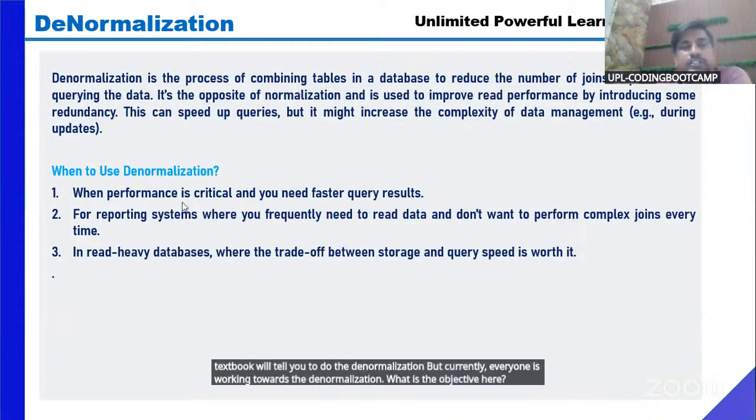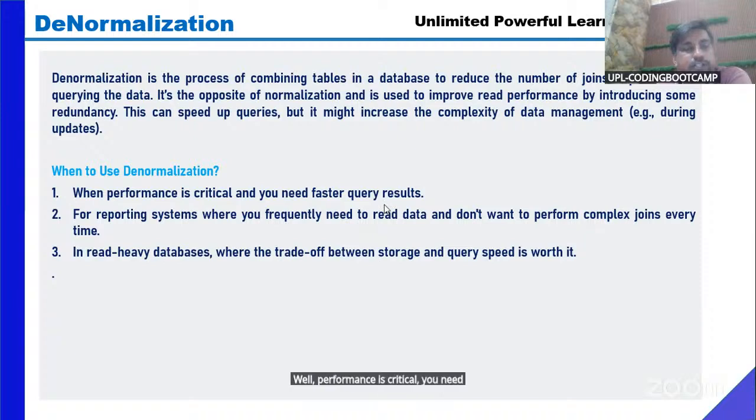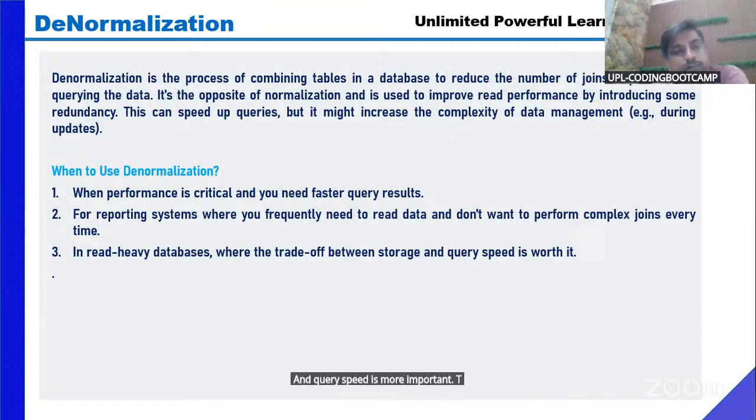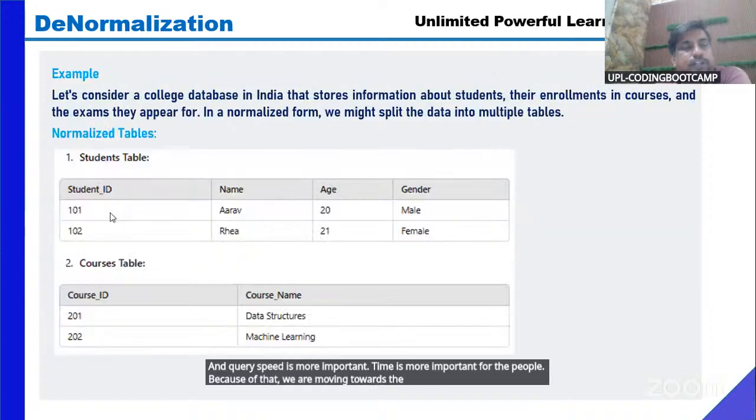When performance is critical, you need faster query results. For reporting systems, instead of writing a complex query, it's better to simplify it. In read-heavy databases, people are not bothered about storage or memory, and query speed is more important. Time is more important for people. Because of that, we are moving towards the concept of denormalization.